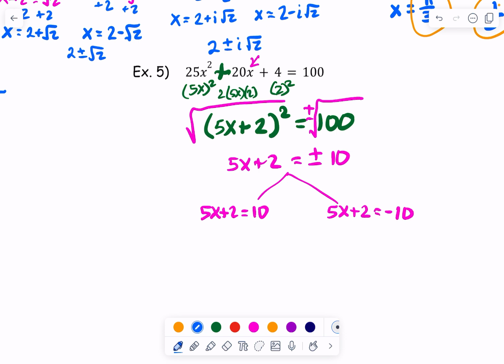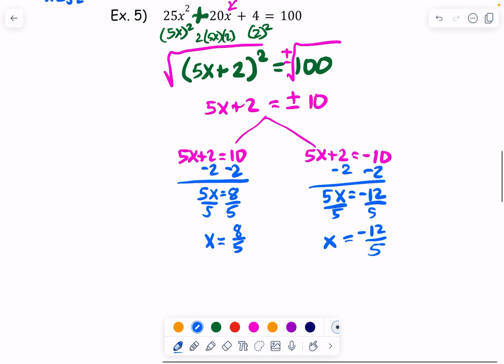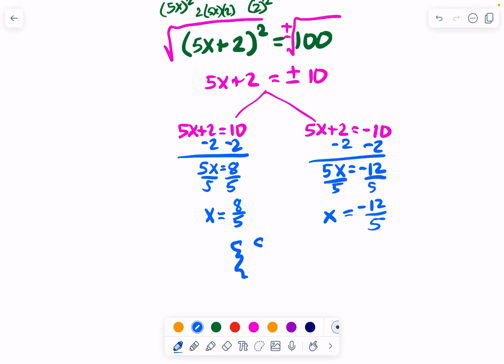And we'll solve those. Subtract 2. 5x is equal to 8. Divide by 5. X is equal to 8/5. Subtract 2. 5x is equal to negative 12. Divide by 5. X is equal to negative 12 over 5. So we have our two solutions, 8 over 5 and negative 12 over 5.